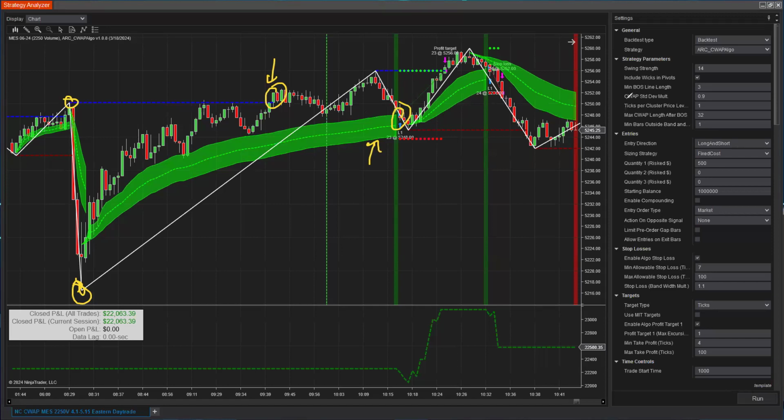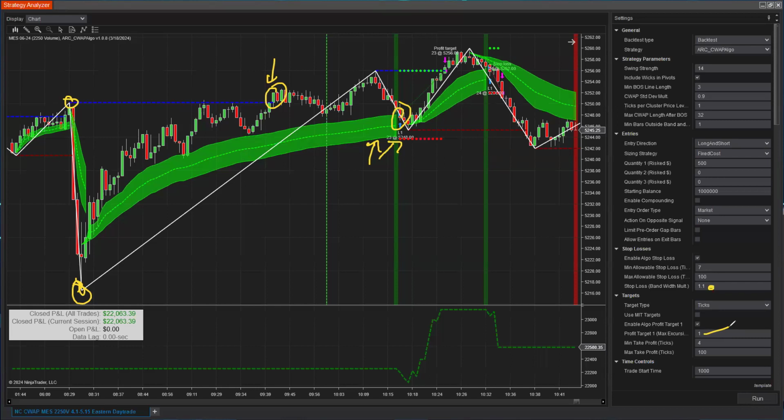Now, in this case, this is set to stop loss bandwidth of 1.1. What that means is that this is 10% below the edge of the zone. So 110%, or 1.1, is one and the same, okay? So this is 10% as a buffer beyond the other edge of the channel. Then the target in this case is set to profit target 1 tick.